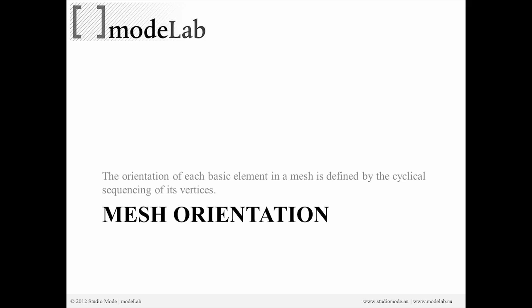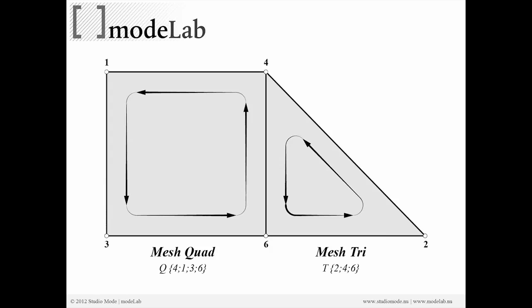But mesh orientation is really the way in which you construct an element of a mesh, defined by the cyclical sequencing of its vertices. So when we saw this image here, and we saw that the quad and the tri, Q and T, are made up of the vertices with these indexes, the order that they're inputted is actually really important. So 4, 1, 3, 6. That makes sense because we want the quad to have these as its corners. However, that order also indicates the directionality, or the orientation, of that mesh face. You can see here these arrows indicate the order that the vertices are inputted.